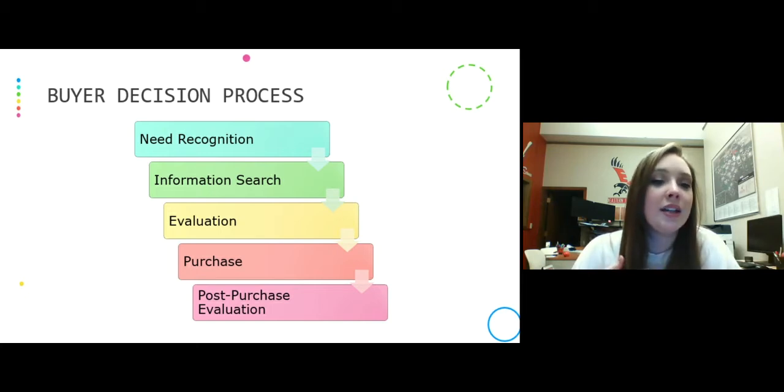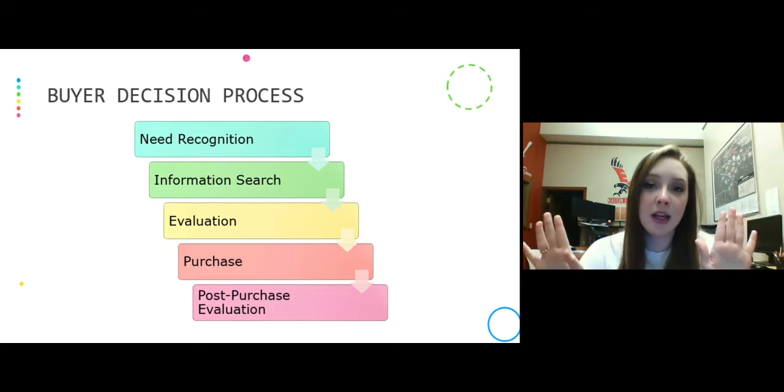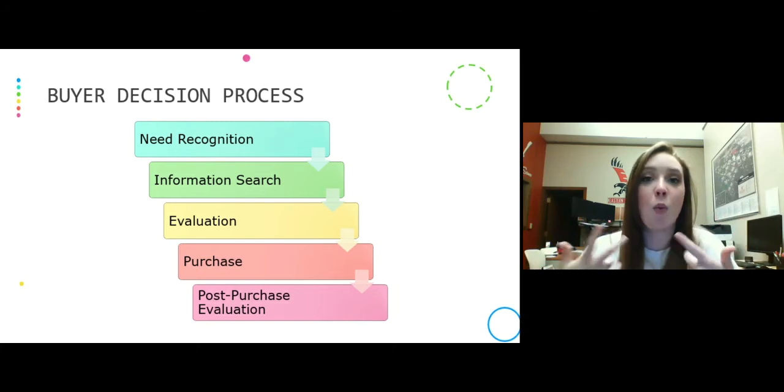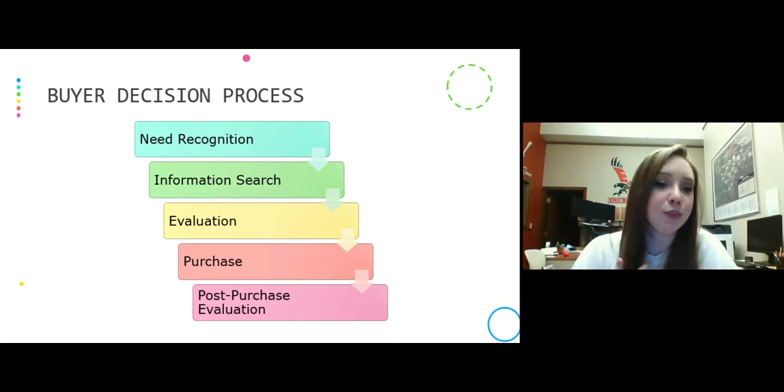And the next stage is evaluation of alternatives. This is how consumers process information to choose among alternative brands. This is when you start comparing the iPhone to the Google Pixel and understanding what the pros and cons of each product are and what's going to work for me and my lifestyle.